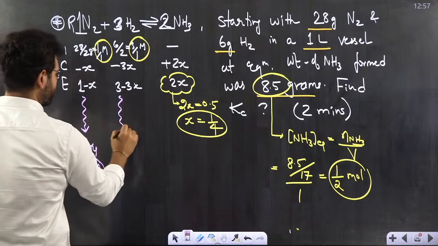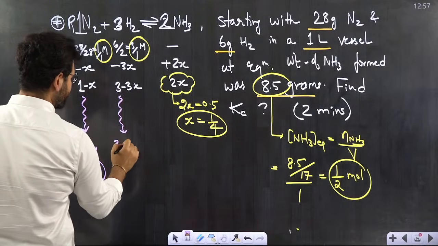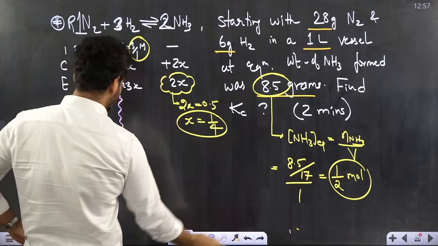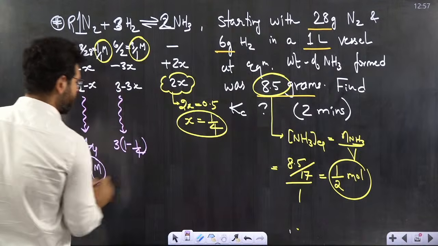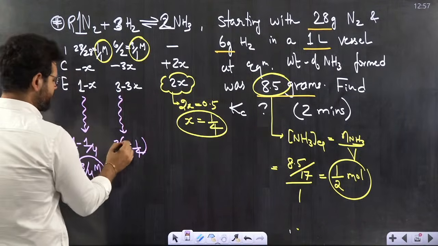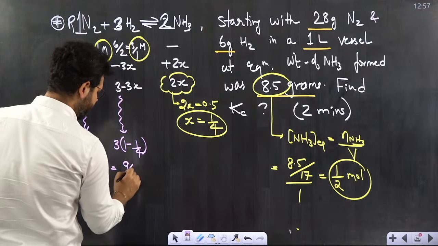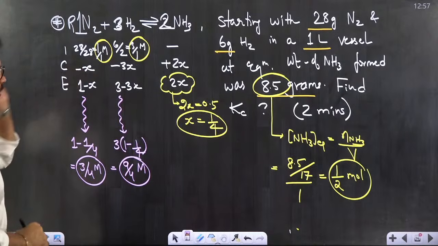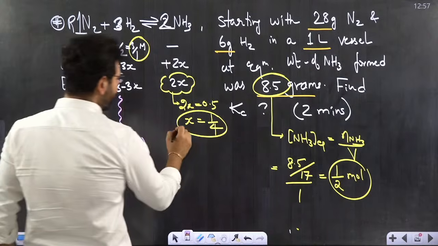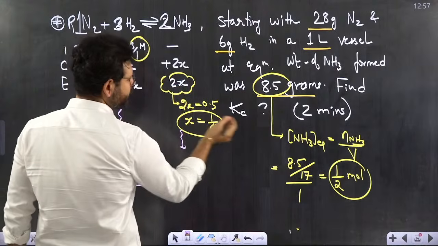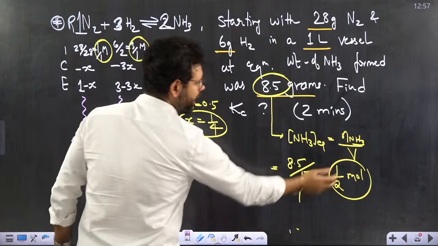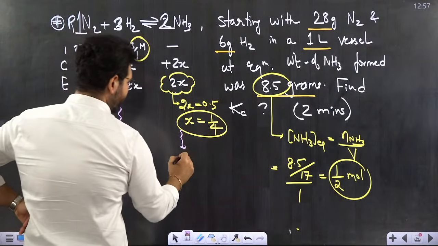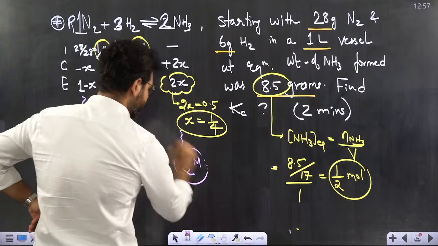Concentration of hydrogen comes out to be 3 minus 3x, so I can write it as 3 times 1 minus x, and the x value is 1 by 4. So it is coming out to be 3 times 3 by 4, which is 9 by 4 molar. And this is 2x, which we already know. The value of 2x was 0.5, so it was half mole per liter, 1 by 2.